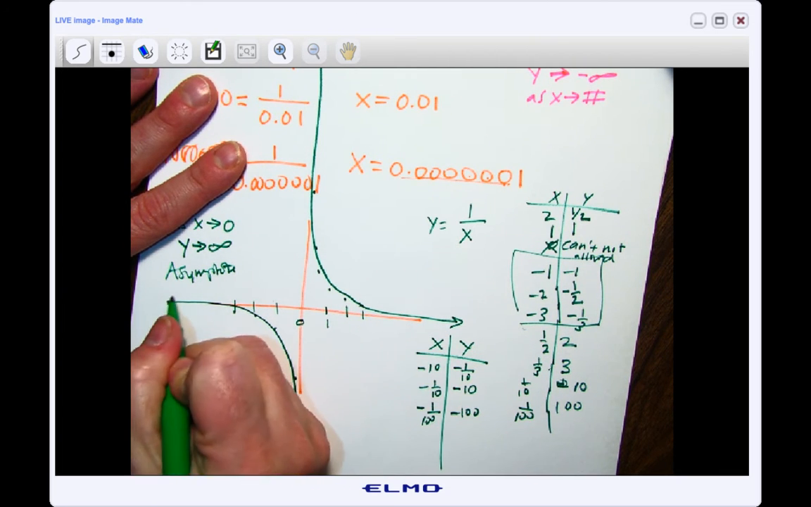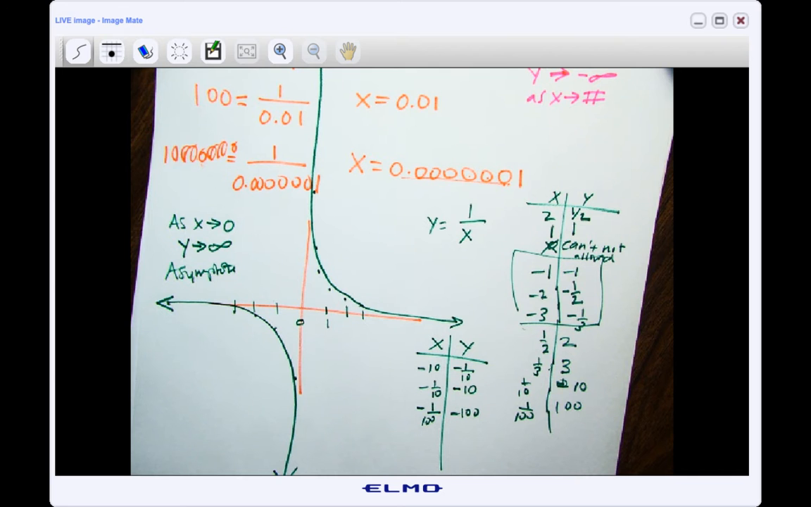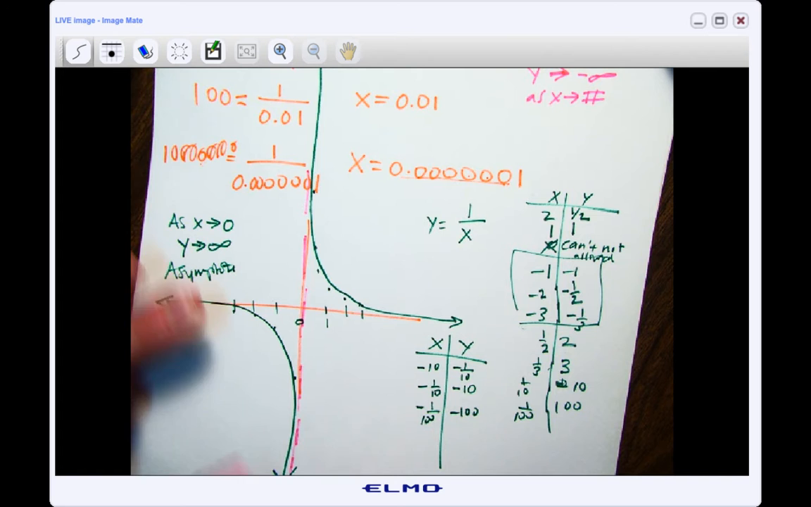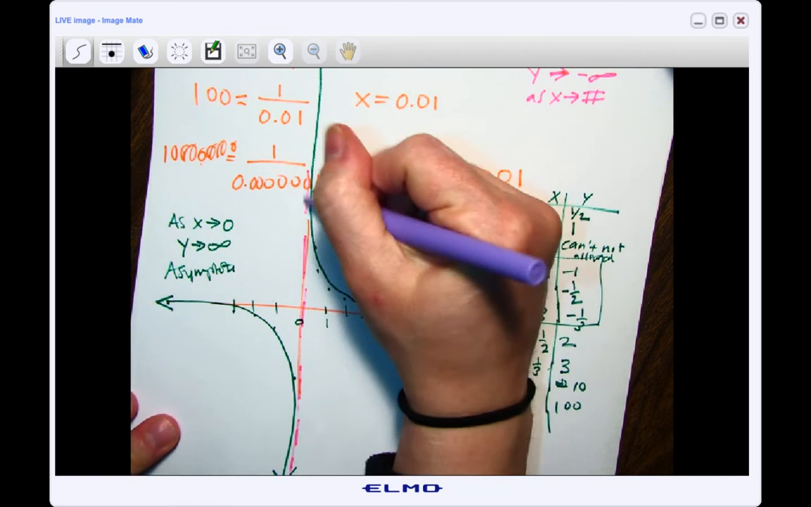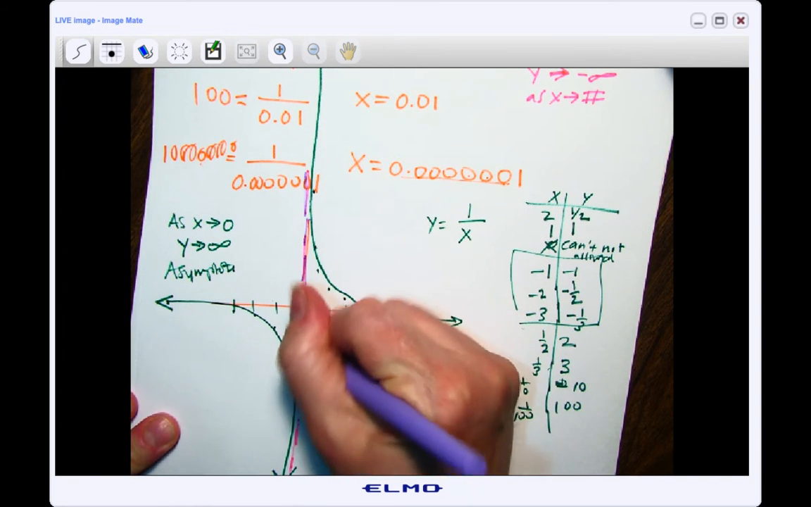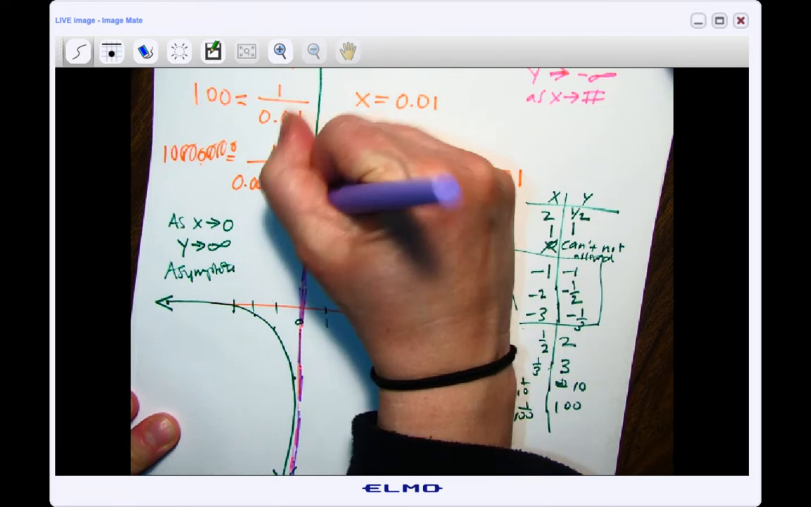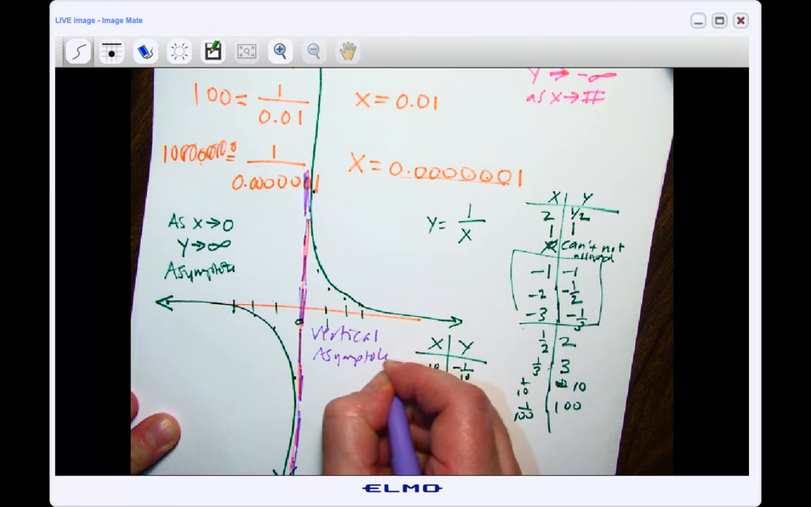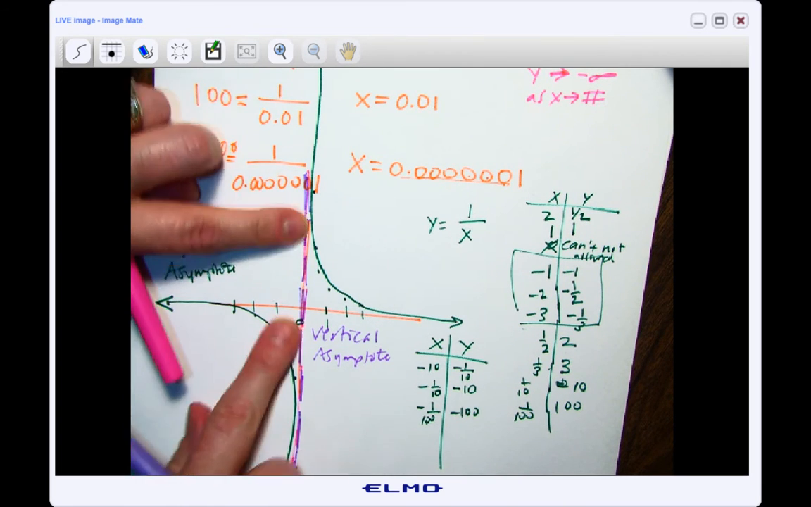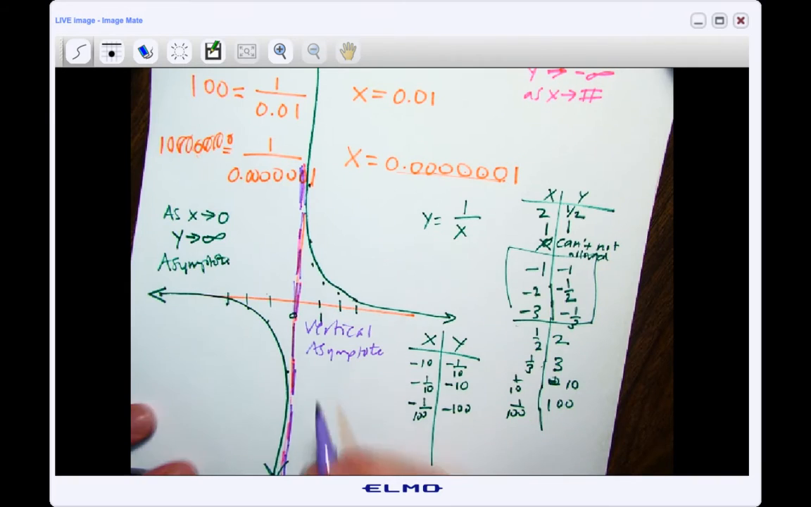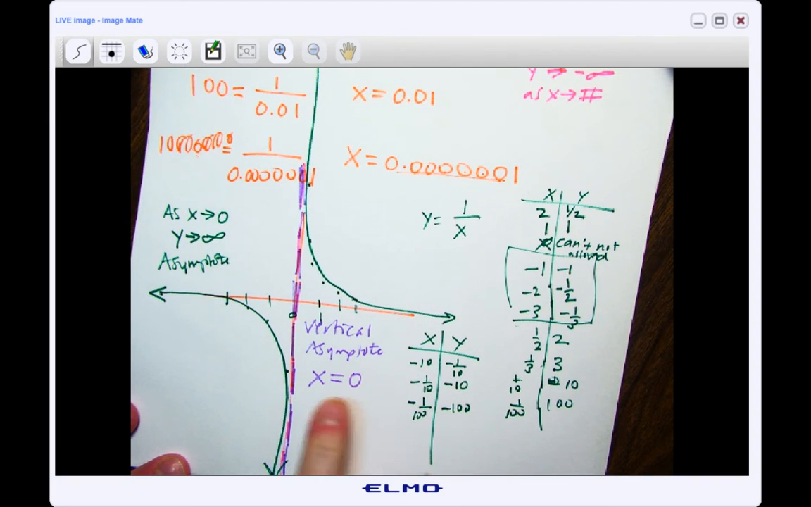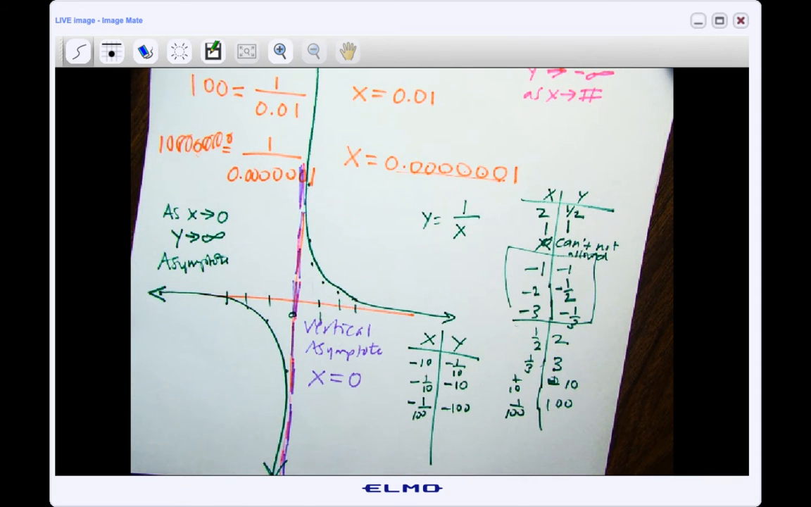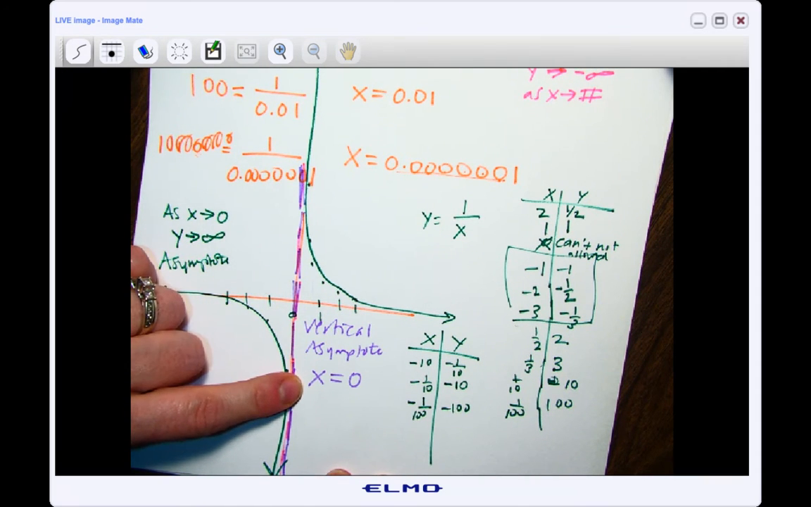And so this is what our function looks like. And what's going to happen here is this vertical line, my pen doesn't write very well, this vertical line here is called my vertical asymptote, because y gets really big as x gets close to this value. And what is my vertical asymptote? It's the line x is equal to 0. And isn't that how we describe a vertical line? X is equal to something. So my vertical asymptote is x is equal to 0.